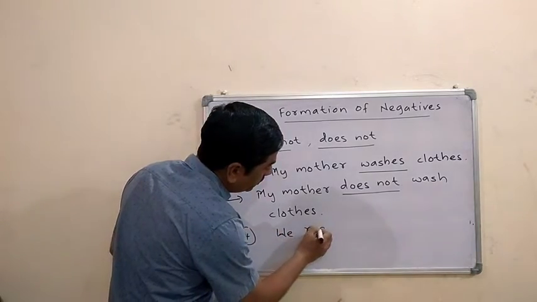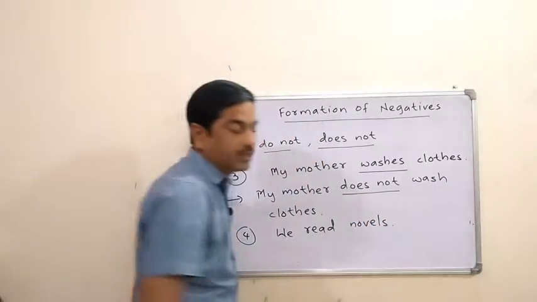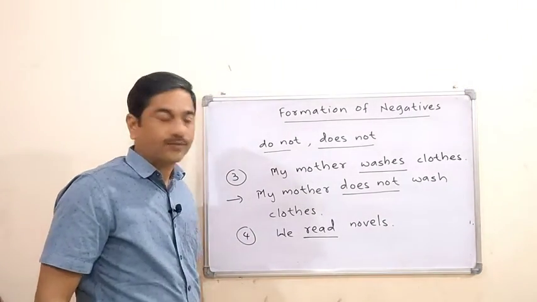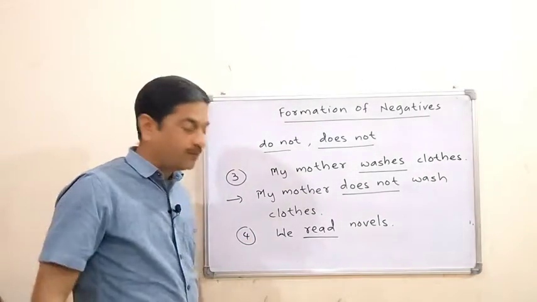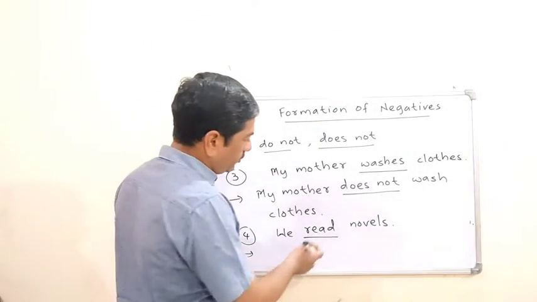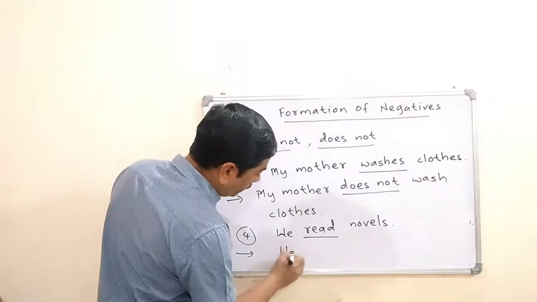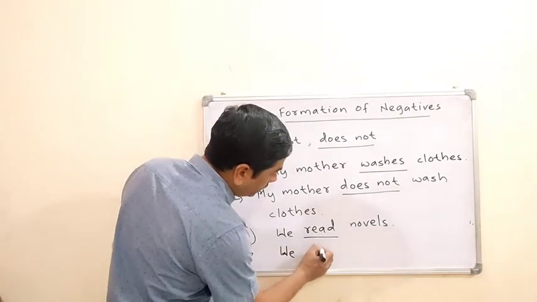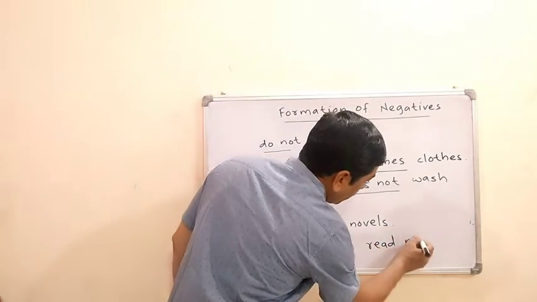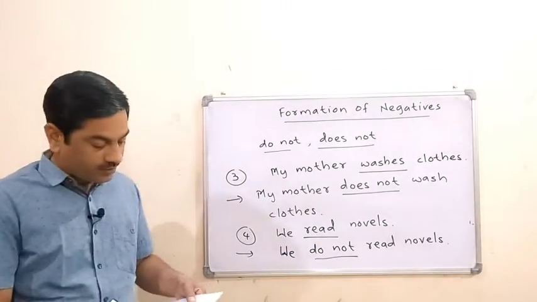We read novels. So here the subject is we, that is first person plural. While changing it into negative, you will make use of do not, because the s form of the verb is not used. So we do not read novels. We do not read novels. We'll study a few more sentences.